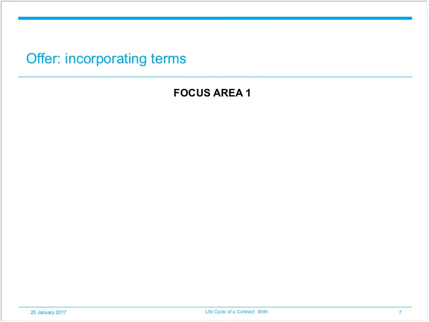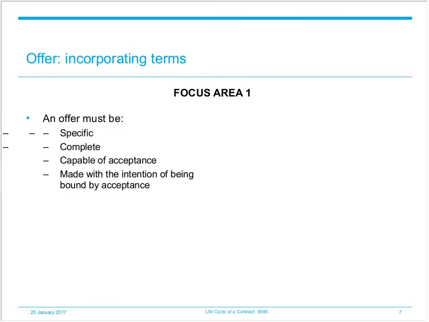An offer is a promise by one party to enter into a contract on certain terms. It must be specific, complete, capable of acceptance, and made with the intention of being bound by acceptance. Therefore, an offer must contain the basic terms of the agreement and evidence of an intention that no further bargaining is to take place. An offer must be complete. It needs to contain all the information intended to form part of the contract.